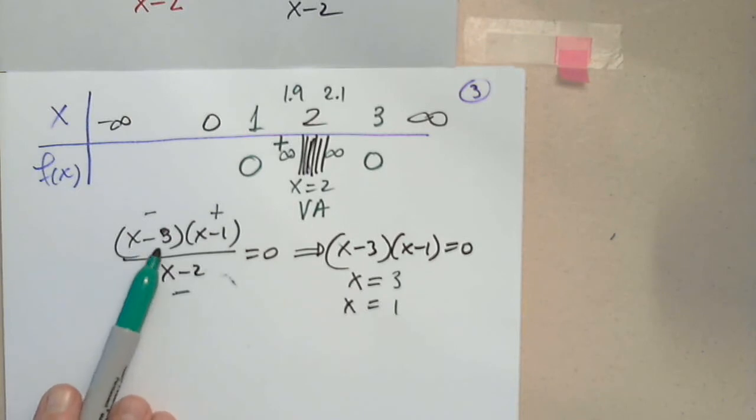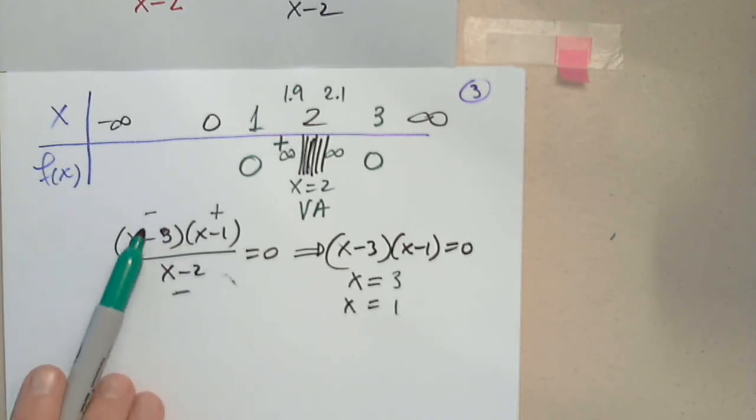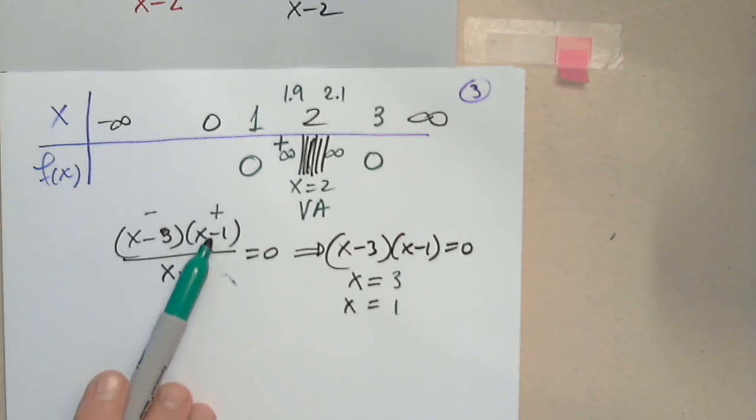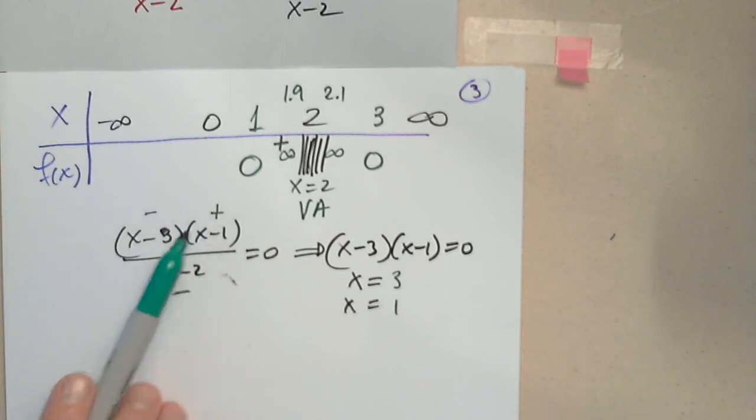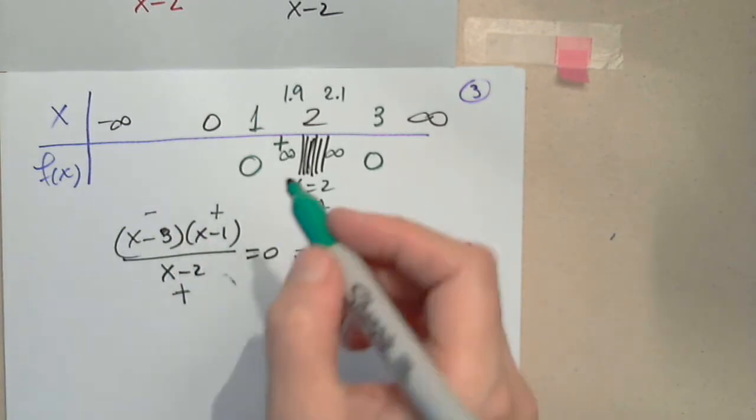Now let's plug in 2.1. When I plug in 2.1 here, what sign do I get? Negative. Excellent. With 2.1 minus 1, what do I get? Positive. Excellent. With 2.1 minus 2, what do I get? Positive. Excellent. There is only one negative, so this must be negative.